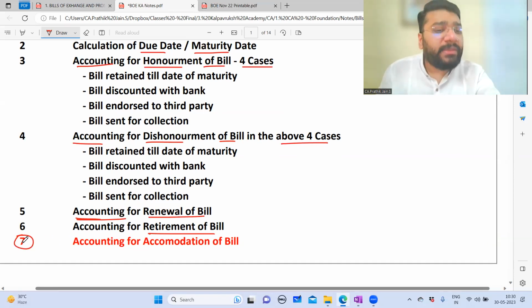Here, from the 7th topic onwards, the 7th topic mainly is a new concept which you will come across at the foundation level, where practical questions based on this will be solved. So this is a very, very important topic, and from the examination point of view also, this is very, very important. And so far in the examinations, majorly the questions have come from this particular segment. So let's understand what is accommodation of bill.